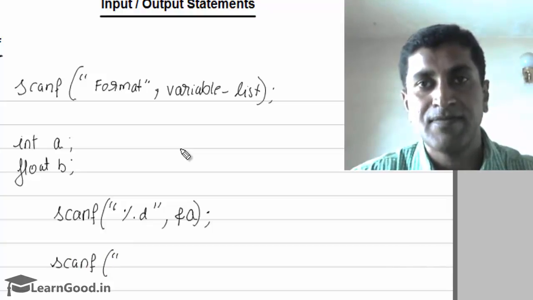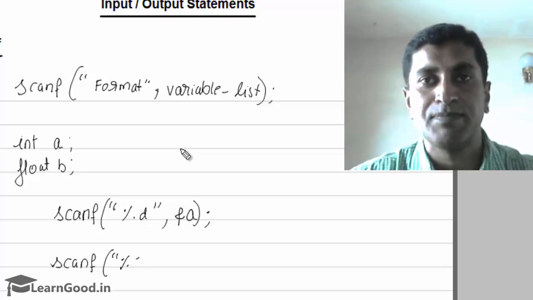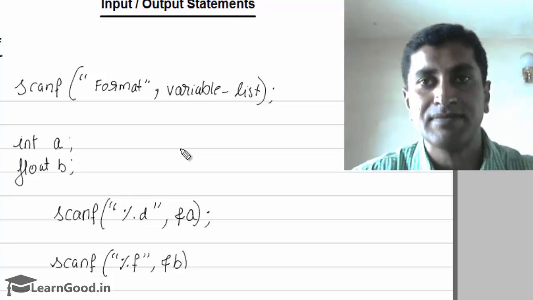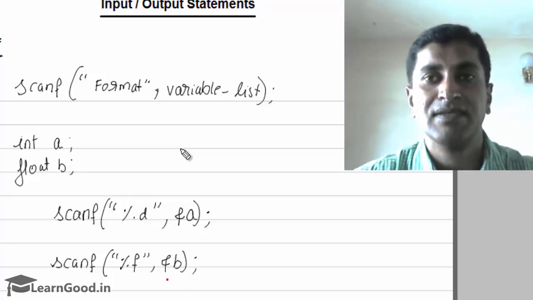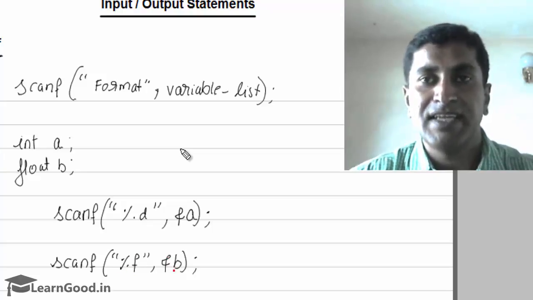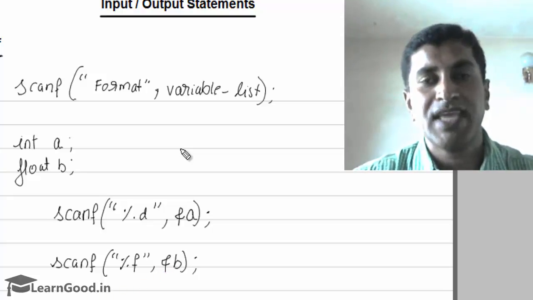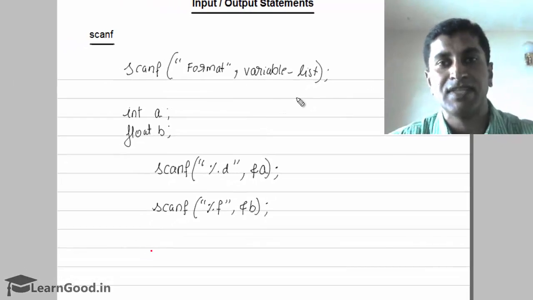Same way, if you want to read the value of B, similarly to the previous case, you have to give a scanf. B is of type float, so you have to use %f and then give your ampersand of B. For scanf, while reading the variable values, you have to pass the address that you can achieve by using an ampersand.